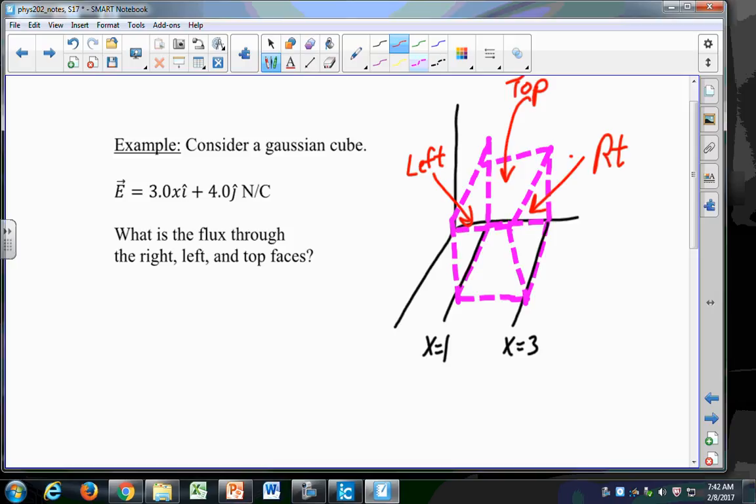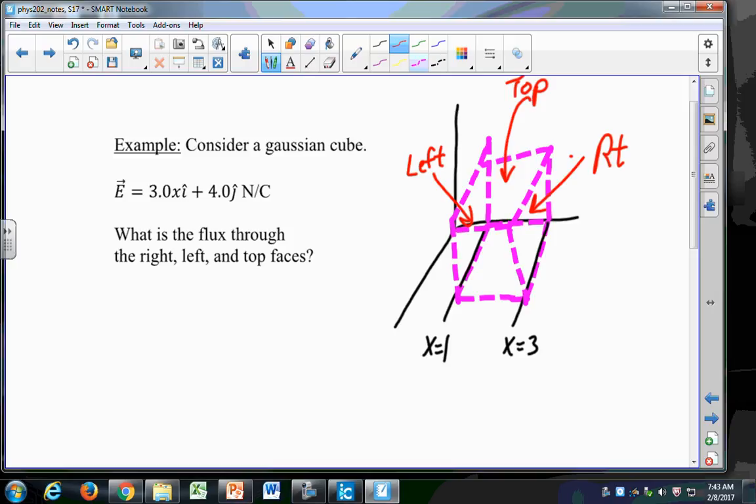Now, this is the electric field. It's 3x i plus 4 j newtons per coulomb. Notice the electric field changes with our x position. As we move through space in the x direction, our electric field will change. That's because we have an unknown configuration of charge in this area, and that configuration of charge creates that electric field. But I don't know what that charge is, and that's what I want to find out eventually, is some of that charge inside this Gaussian cube.